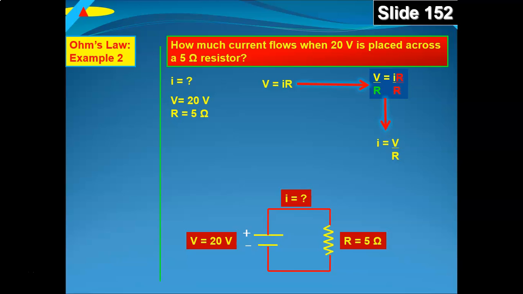So now you come back and you plug in the numbers. So I equals 20 volts over 5 ohms. And volts over ohms is going to give you amps, which is the unit for current. So 20 divided by 5 is 4 amps. So that's how much current would be flowing through that entire circuit.